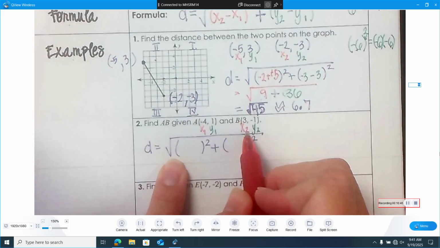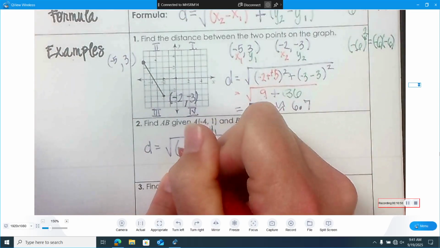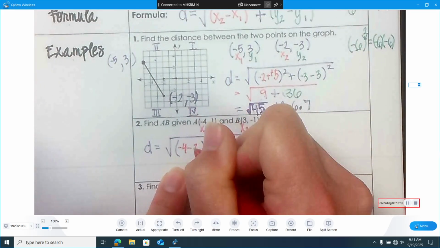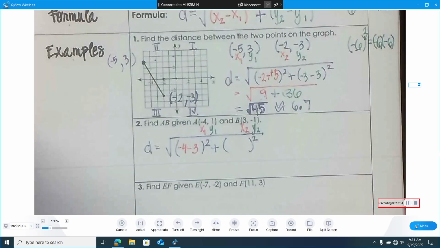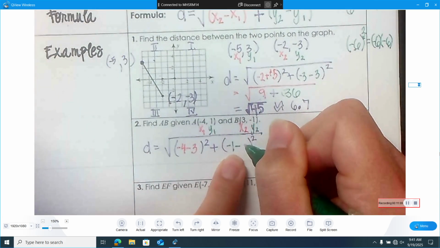Negative 4 minus 3. Interesting. And you did that x1 minus x2. Is that okay? It is absolutely okay. Negative 4 minus 3 rather than 3 minus a negative 4. Either one is totally fine because it turns out we're going to square it anyway. So we'll always get a positive result, which is what we want. And then y2 minus y1, I'm going to do negative 1 minus 1.